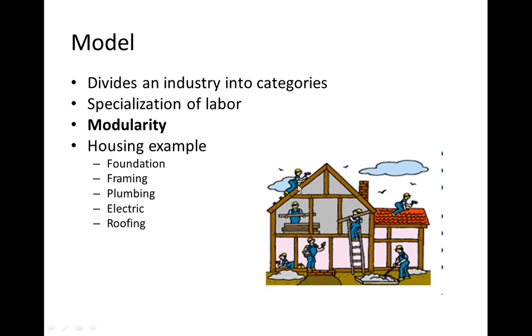If we wanted to change the roof from cedar to slate roof, what would we have to do differently with the electricity? Nothing, because they're independent variables. We can change one variable without having to change the others. If I wanted to change the voltage from 110 volts to 220 volts, what would the brick layers have to do differently? Nothing, because they're independent variables. A model divides an industry into categories for purposes of specialization of labor and modularity.